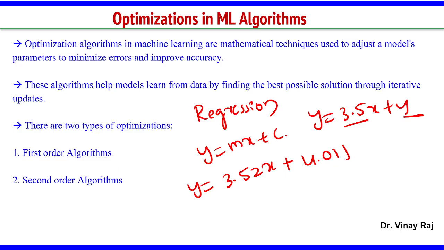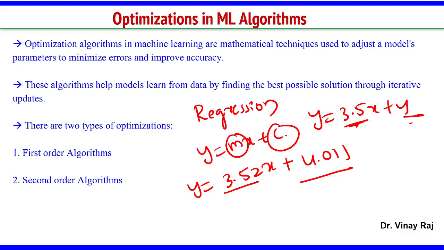See, these values have slightly modified now. 3.5 became 3.52 and 4 became 4.011 to make better predictions. So, I want to find out new values for M and C such that the error is very less. So, this is optimization.